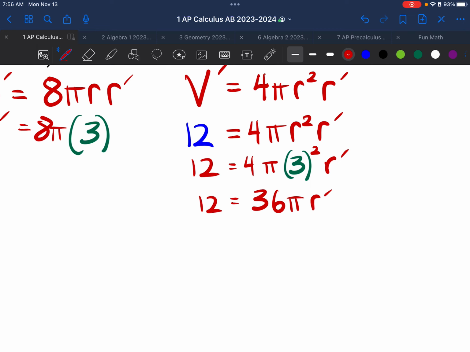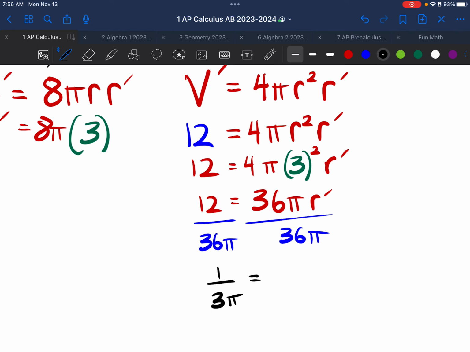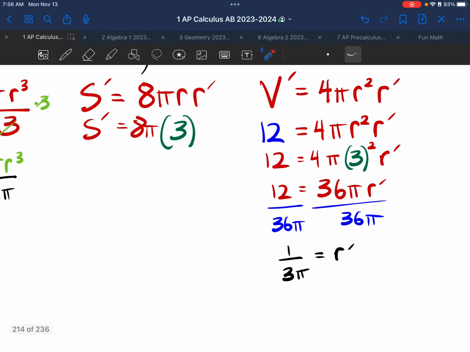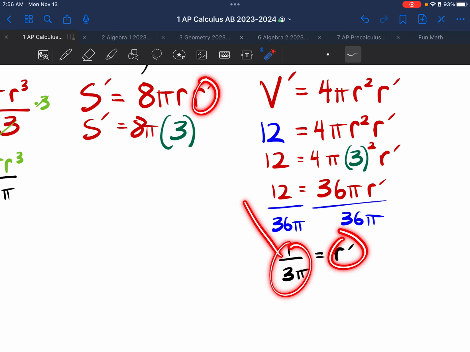Time to move everything on over. So what do we got? Divide by 36 pi, divide by 36 pi, and then from there I'm just going to have 1 over 3 pi simplified. I want to keep that in a different color though. So I'll say 1 over 3 pi when I divide the numerator and denominator by 12. And that's going to be our r prime. And hey, look, scavenger hunt time. That was our r prime. So this r prime is this r prime. We're plugging this into here.